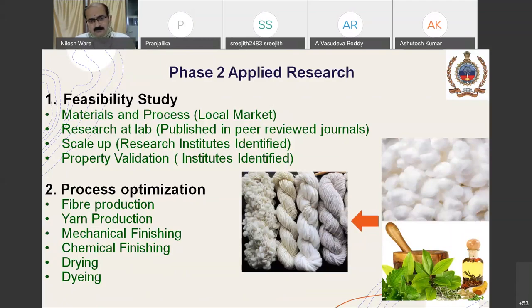Then during the feasibility study, with our ideas, we came out with lots of data, and all these data were communicated in the form of publications to very reputed journals and publishers like Royal Society, American Society, Wiley, Germany, Elsevier, Netherlands, to check whether we are on the right track with respect to applied research. Because this is the platform.